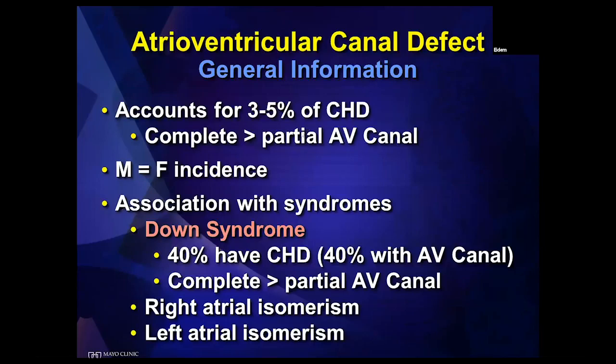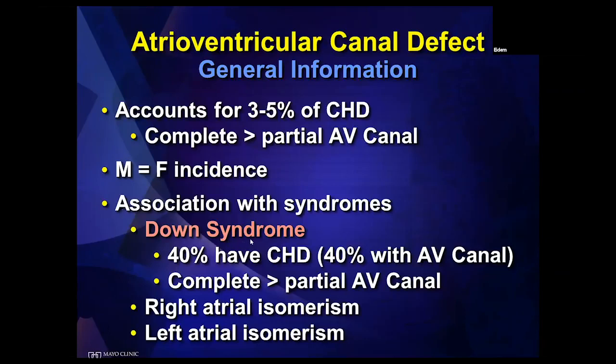And as we think about atrioventricular canal defects, this really accounts for about 3 to 5% of congenital heart disease. Complete canal defects are more common than the partial ones. The male-female incidence of these are equal. There are some defects which are more male predominated, some which are more female predominated, but in AV canals, they're equally associated. One of the most common associations is with Down syndrome.